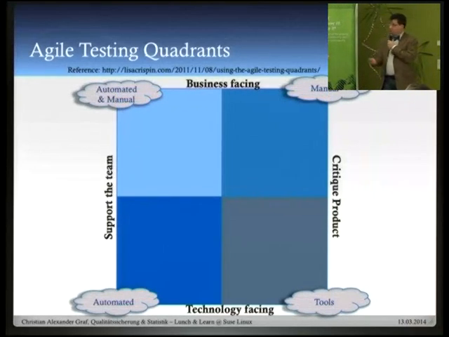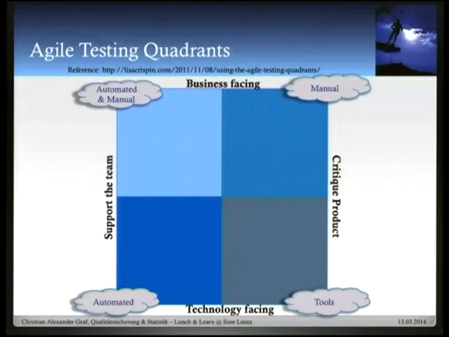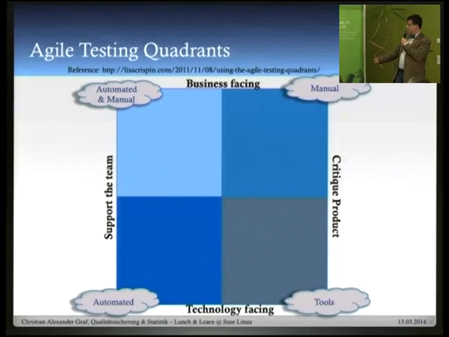And then we have the corners, and there we will also put something. In the corners we have tests that are automated and manual. For critique product and business facing, there is a set of manual tests. Then we have here a corner which says tools, which is usually technology facing tools. And we have automated tests.